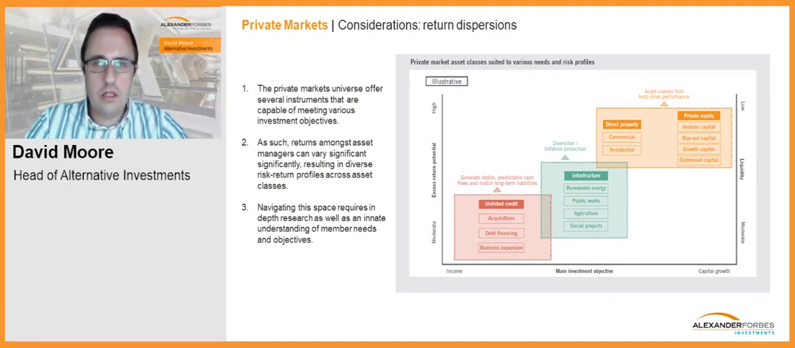And then you can see infrastructure and direct property are kind of a blend of the two. They have some income features. They have more moderate return expectations, so to speak, than private equity, but generate a return premium above, say, conventional unlisted credit. And so there is merit in investing in private markets in a way that blends and considers the benefits of these various asset categories as a collective.